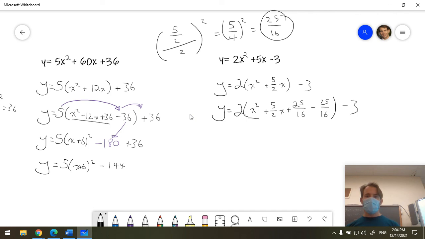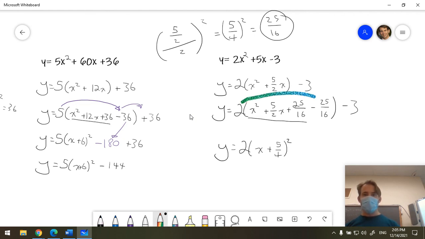Okay? Now this here is a perfect square trinomial. Y is equal to 2 multiplied by x plus 5 over 4 squared. Remember, I get that number here after I take 5 over 2 and I divide it by 2. I get 5 over 4. There it is there. And you can work in decimals, but why would you want to? And then I have to take this out of the bracket. And don't forget, I have to multiply by this 2. Okay, I have to multiply that by 2 as it comes out of the brackets here, okay?